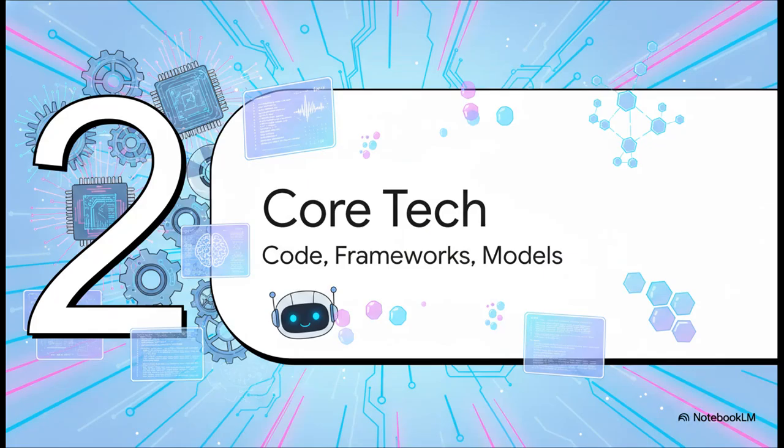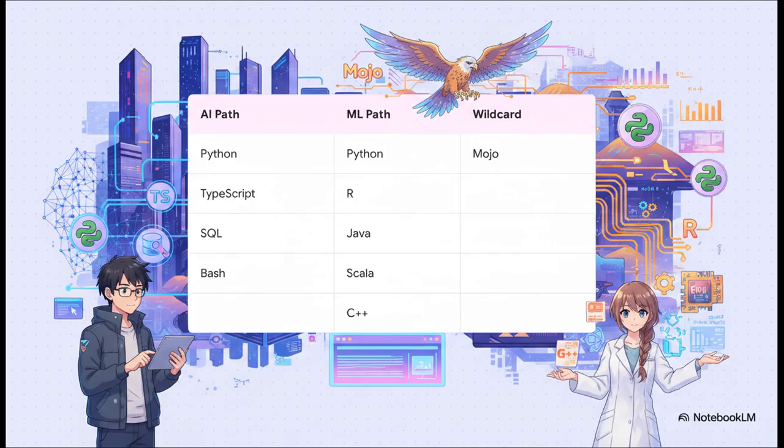Moving to Section 2, Core, Code, Frameworks, Models. Let's dive right into the core of our tech stack, the actual medium of communication between you and the machine. Step 1. Programming languages. Think of this layer as the nervous system of your daily workflow.